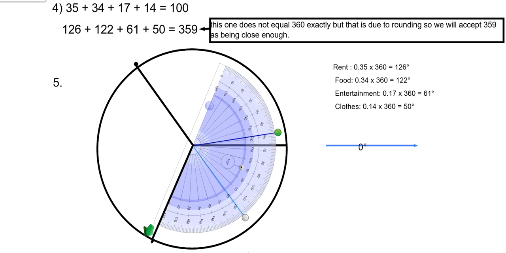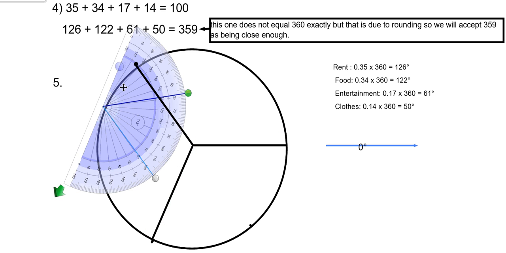There we go. I have 61 degrees here. That's perfectly fine. So now I'm going to draw my little dash, and then connect it with a straight piece. I'm going to remove my protractor and put my straight line connecting my dot to that.